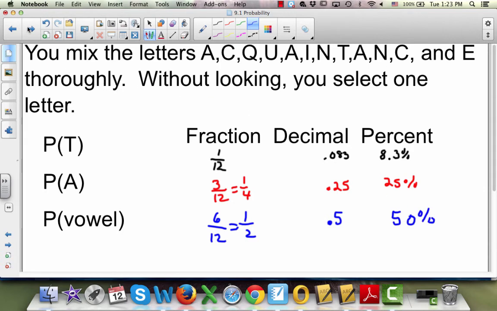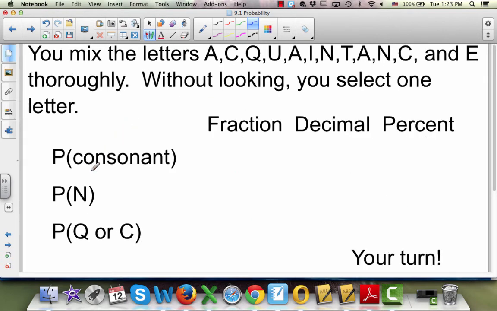All right, your turn. Same word, just different requirements. Pause the video and work this and see how you did, okay? All right, the probability of a consonant. Remember, there's still 12 possible outcomes. We'll go ahead and put that on every one of them. There's 12 possible outcomes on all 3 of these, okay? Now, the probability of a consonant. Well, there are 1, 2, 3, 4, 5, 6 consonants. So that would be 1/2, and we've already determined that would be 0.5 and 50%.